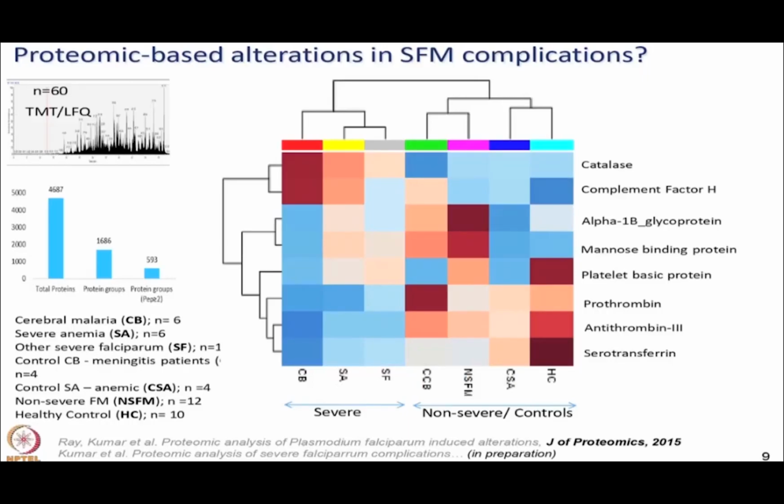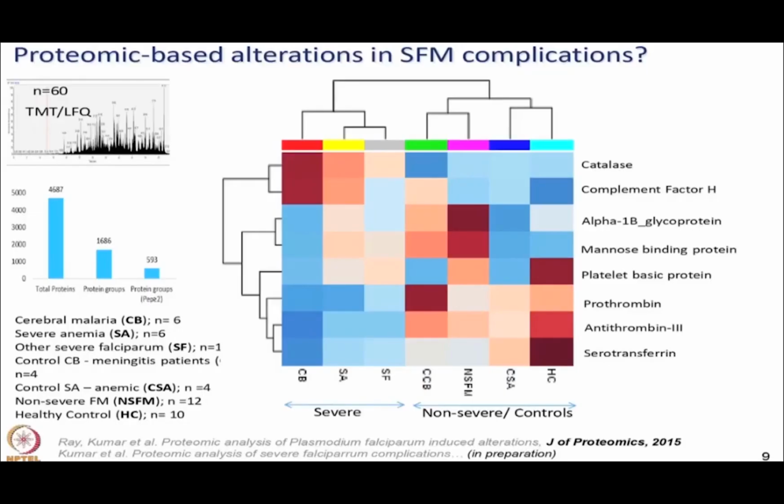In this slide we selected patients from cerebral malaria, severe anemia, and other types of severe falciparum. When we do these kinds of proteomic or clinical studies, choosing the right control becomes very crucial and, of course, challenging as well. So, in this case, for the anemic population we chose a control for severe anemia. We also chose various types of non-severe falciparum patients. We got some meningitis patients as the control for cerebral malaria. So, you need to have the right type of controls to compare the various types of disease complications.